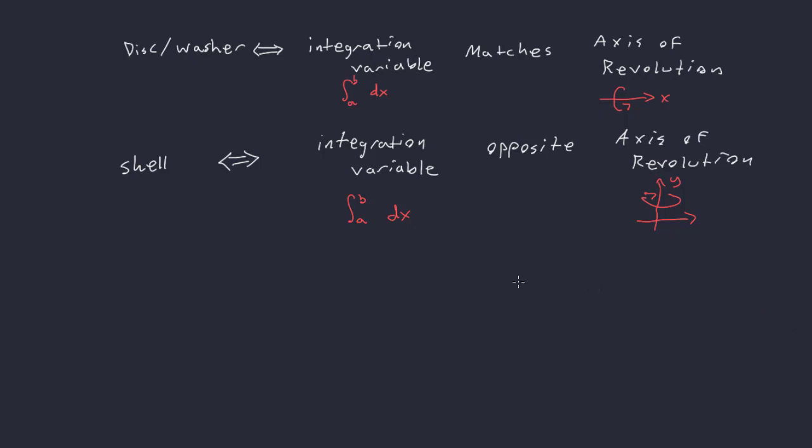Alright, so let's set this up and then do some examples. I think we've done most of the heavy lifting in the previous two sections. The big issue with this particular method that we add is just when do you use which one. And it really just depends on how it's set up and which way you want to revolve it.